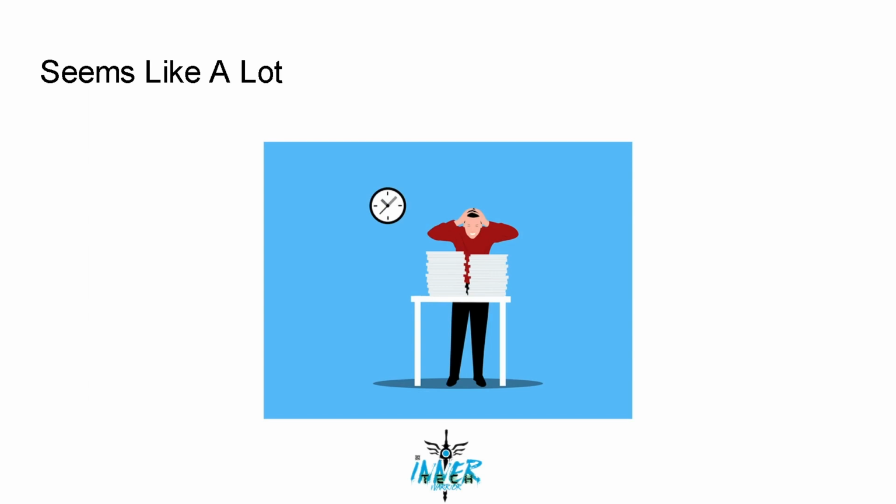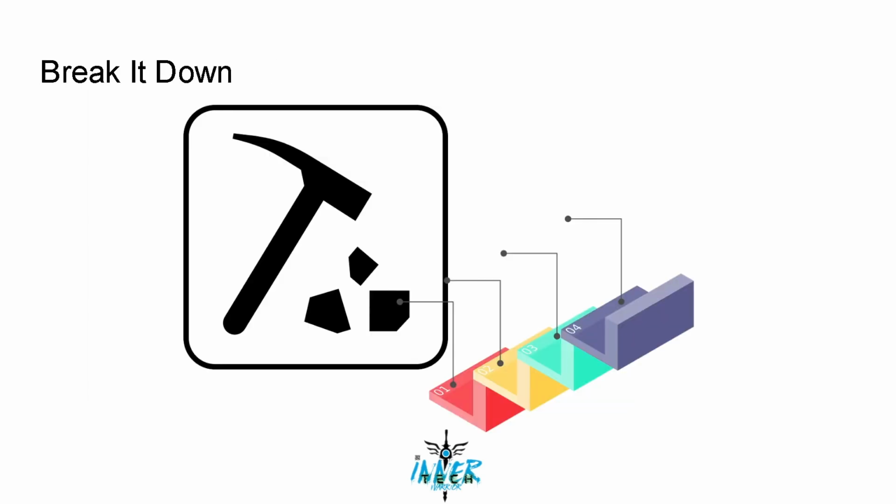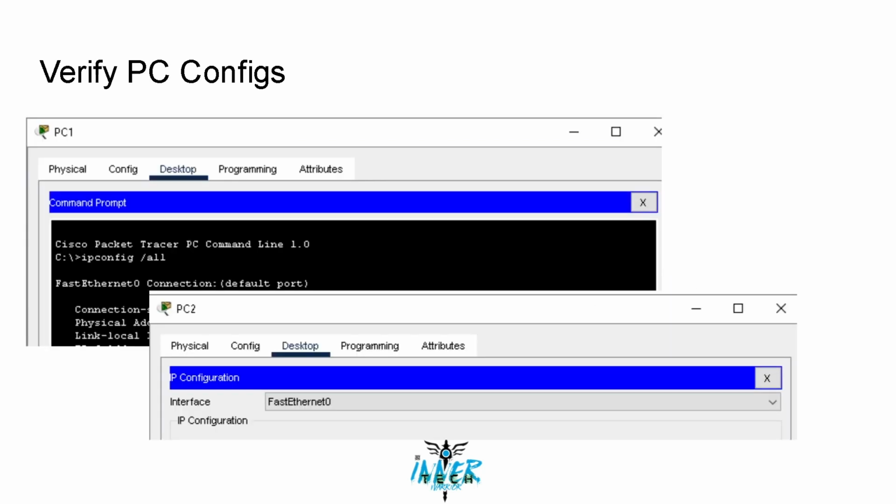Seems like a lot, right? Seems a bit overwhelming. That's why we're going to break this down into manageable steps. First, let's verify the information we have from management matches what's on these PCs. Make note of anything that doesn't match the work documentation and update the configurations to match what management has in the IP addressing chart. Pause here to do so.